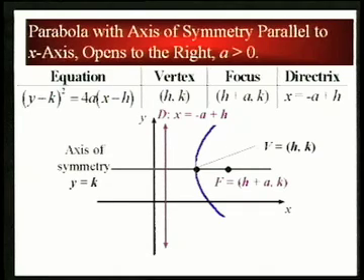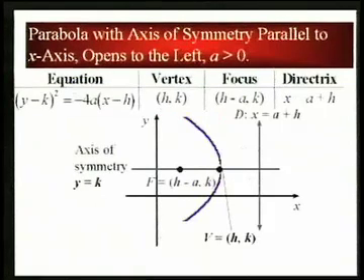The vertex is h comma k, the focus is h plus a comma k, and the directrix is x equals negative a plus h. And there we have the graph. I do not recommend that you try memorizing this stuff. Rather, understand the shifting process.